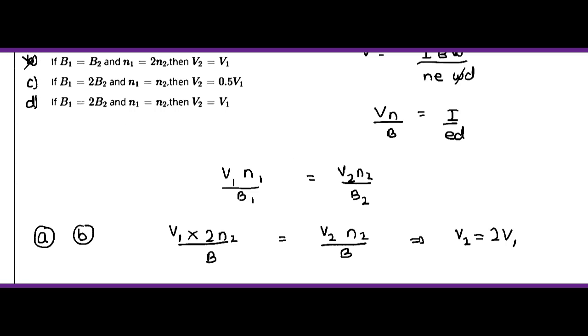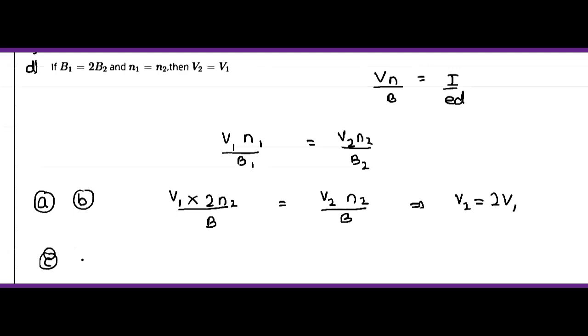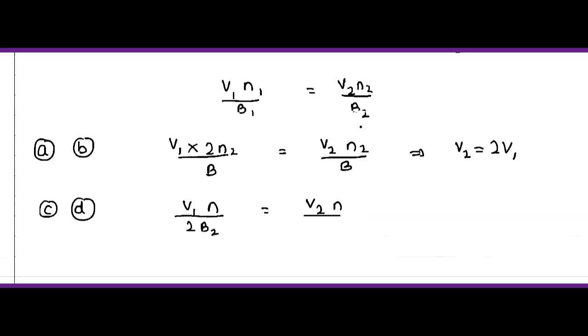Now in options C and D, we have been given N1 equal to N2 and B1 equal to twice of B2. Now we put all the results into this expression. So V1 into N, taking N1 and N2 to be N, divided by B1 which is twice of B2, equals V2 into N divided by B2. Now if we calculate this, we get V2 equal to 0.5 of V1.